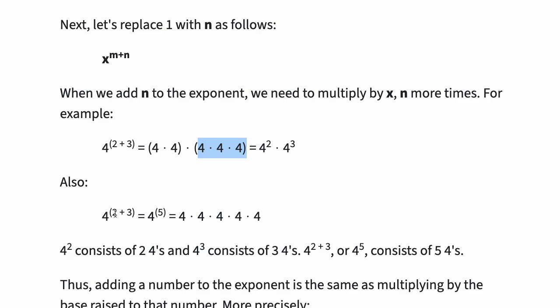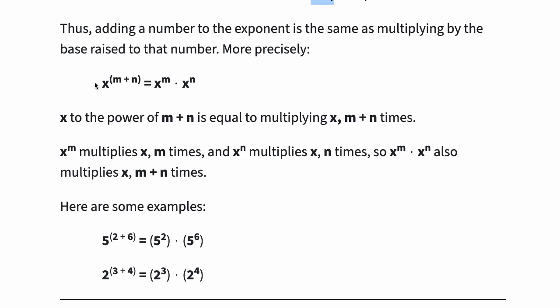Also, 4 to the 2 plus 3 is equal to 4 to the 5th, which is 4 times 4 times 4 times 4 times 4. 4 squared consists of 2 4s, and 4 cubed consists of 3 4s. 4 to the 2 plus 3, or 4 to the 5th, consists of 5 4s. Thus, adding a number to the exponent is the same as multiplying by the base raised to that number.